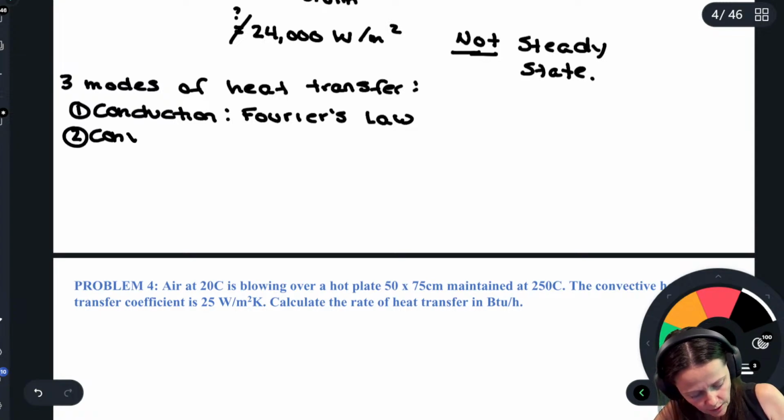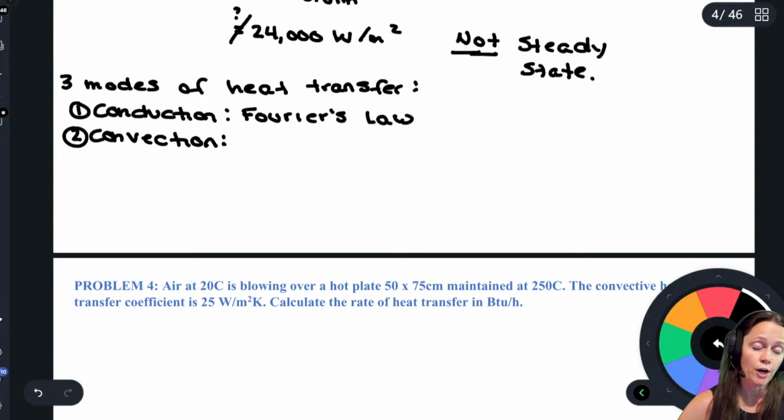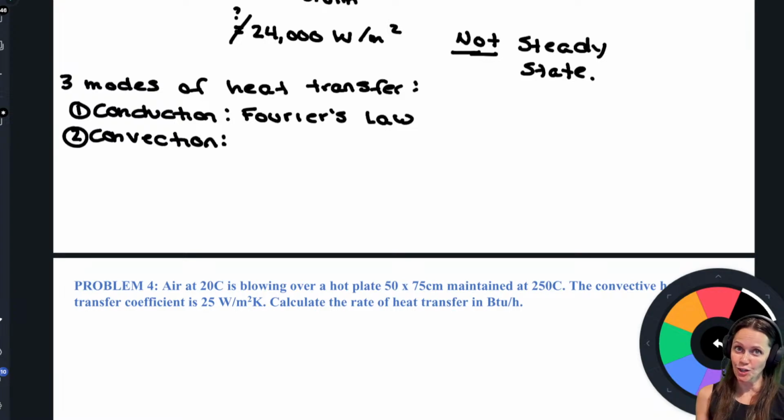Convection. Where conduction has a stationary medium, convection has a moving medium. So you're talking about a flowing fluid, either, again, a liquid or a gas.